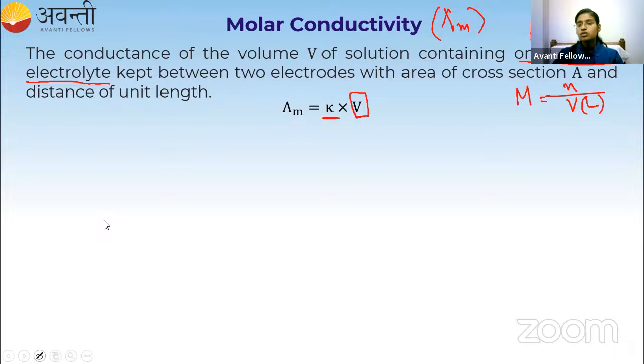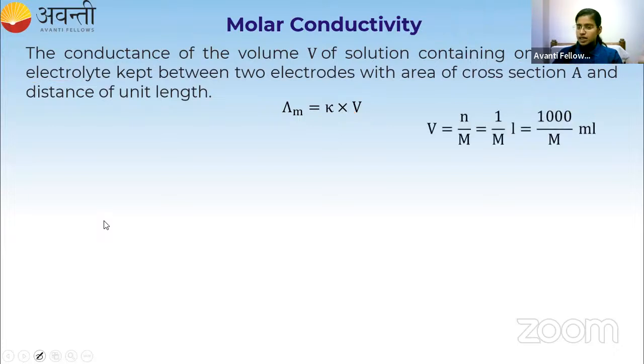Now, if you bring this volume to the other side, you will get n by M, right? So from that I'm going to substitute here. So V is equal to n by M. And the number of moles is taken as 1 because the molar conductivity definition says the concentration is 1 mole. So in place of n, I'm going to substitute 1. And this is the molarity, this is L.